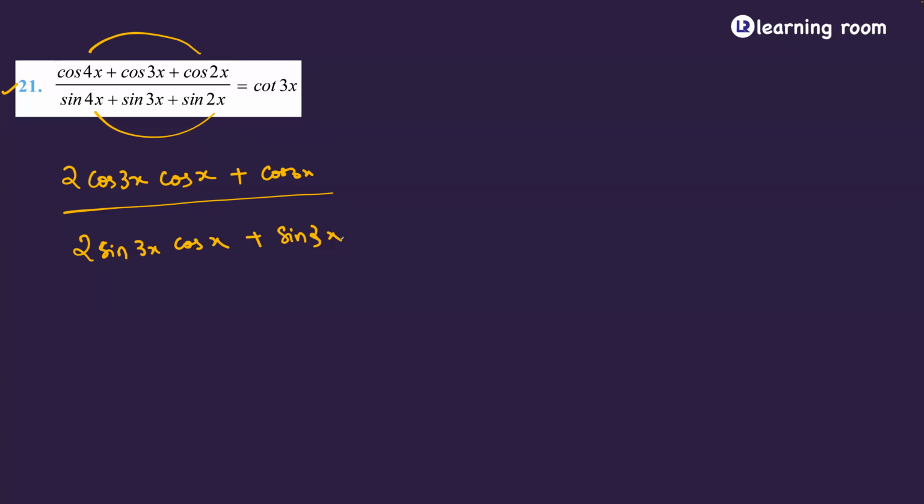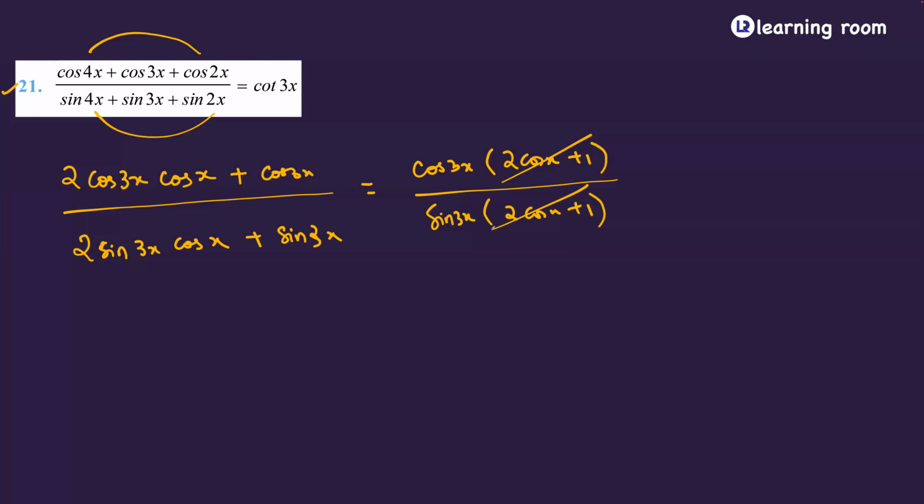So I can take out cos 3x from the numerator and sin 3x from the denominator. When I do that, I get cos 3x into (2 cos x plus 1) divided by sin 3x into (2 cos x plus 1). So 2 cos x plus 1 and 2 cos x plus 1 are gone. So cos 3x by sin 3x is going to give you cot 3x, and this is the RHS. Is that clear? Yes.